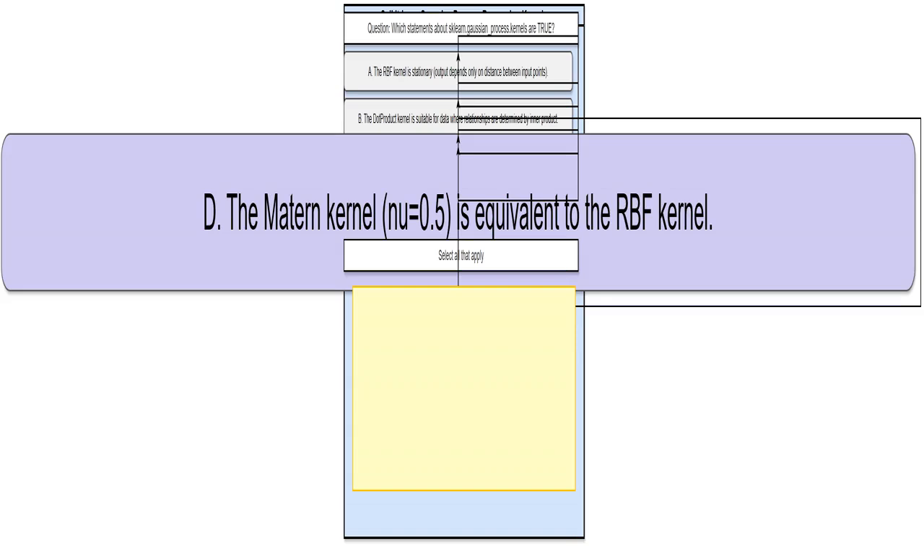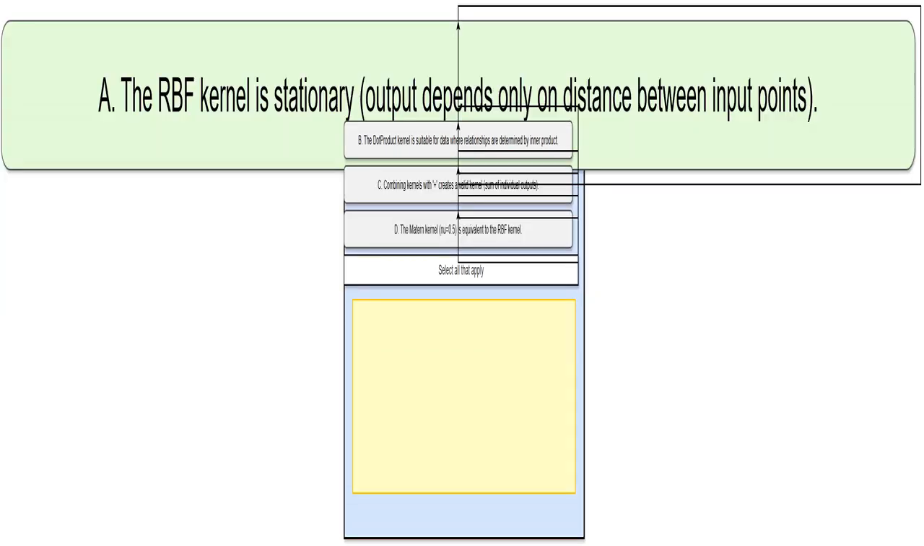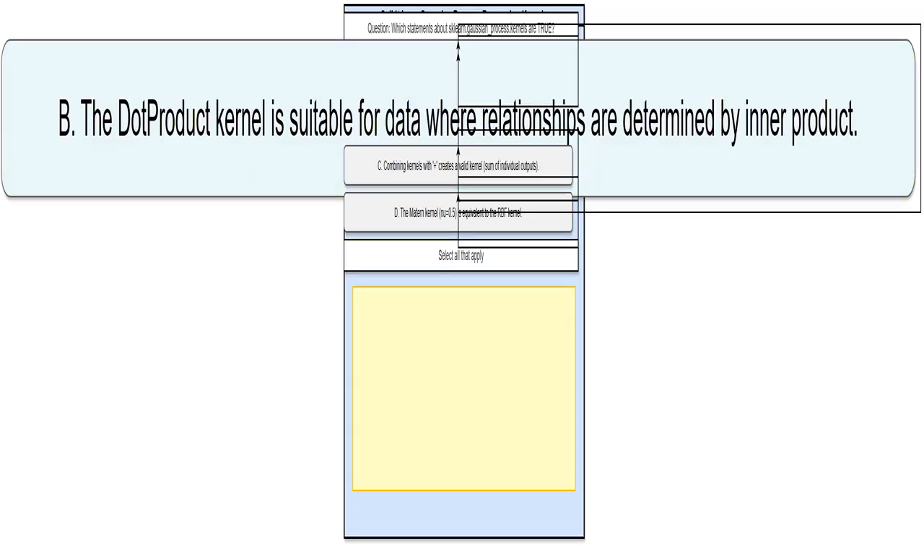This instruction reminds me that multiple options might be correct. I need to carefully consider each statement individually. The radial basis function, RBF, kernel is a common choice for GPR. I should recall the definition of stationary here. A stationary kernel means the relationship between two data points depends only on their distance apart, not on their location. I'll think about whether this applies to the RBF kernel. The dot product kernel focuses on the inner product, a mathematical operation, of the data points. I need to see if that matches the description given.